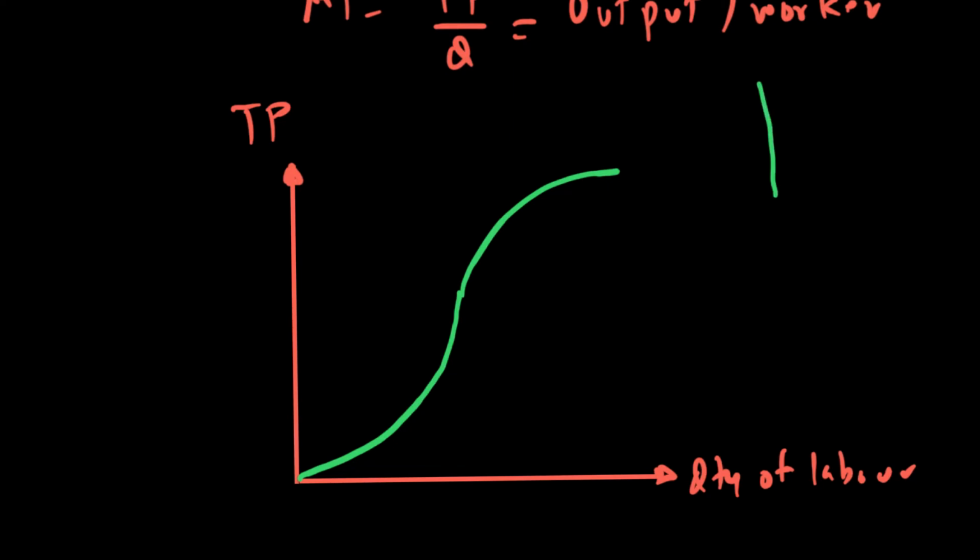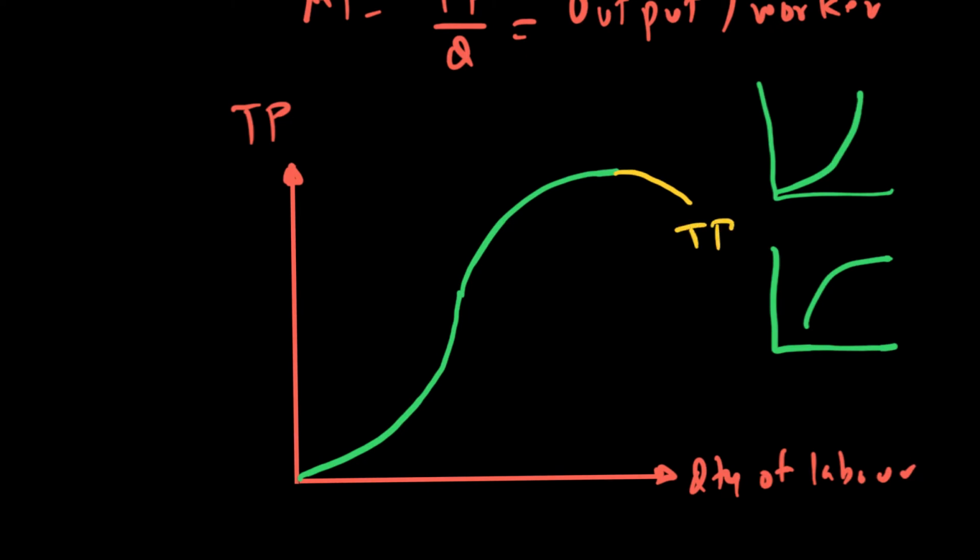So whenever we draw a graph like this, this is when something is rising at a faster rate. This is when something is rising at a slower rate. So what we see here is just that initially total output will rise at a faster rate, then total output would rise but at a slower rate. And there could also be a possibility that total output after some point starts to even fall. So that's how my TP looks like.